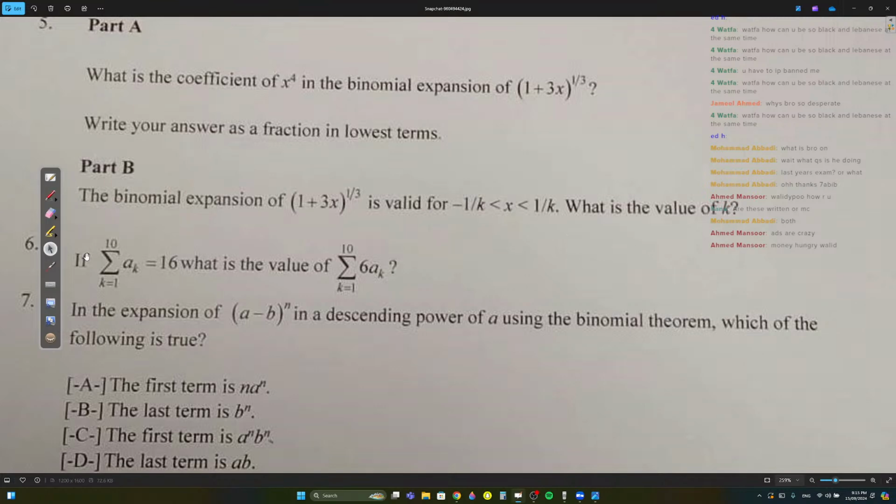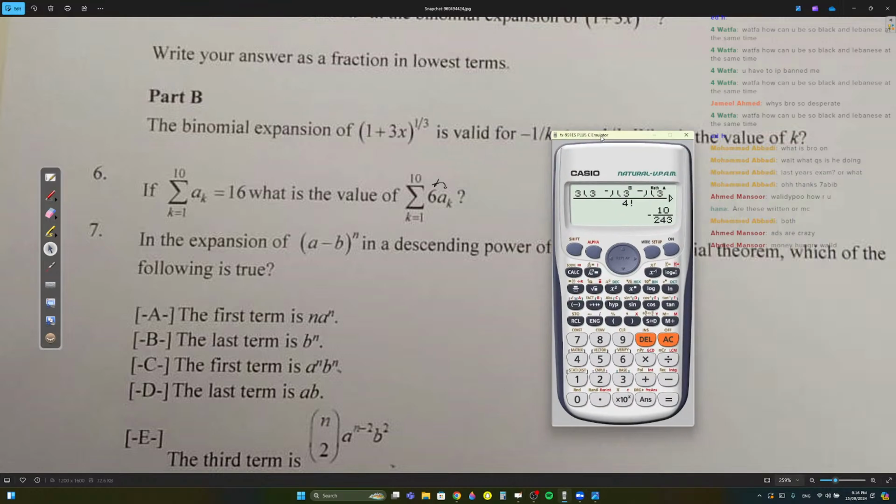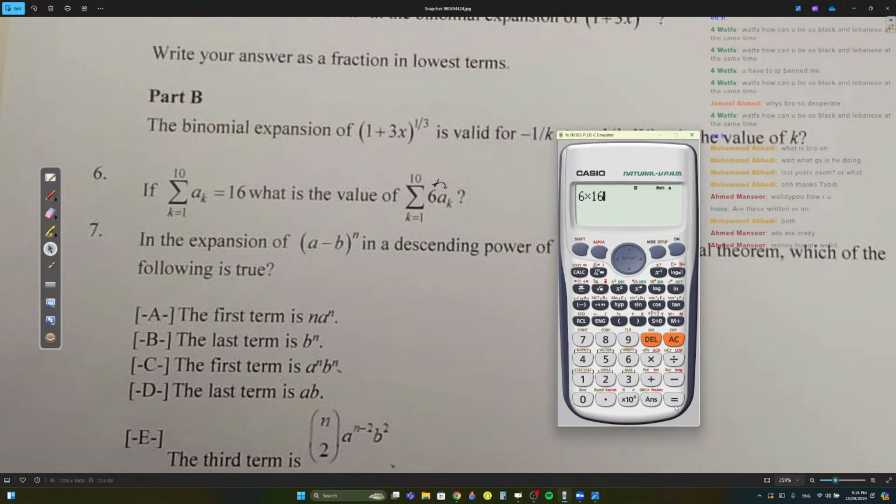If sigma ak is equal to 16, what is the value of sigma 6 ak? Guys, I honestly don't know how this is a poorly answered question. So I'm going to give you 6 times 16. I think also these are the same numbers that used to come in the AMS. And 96.